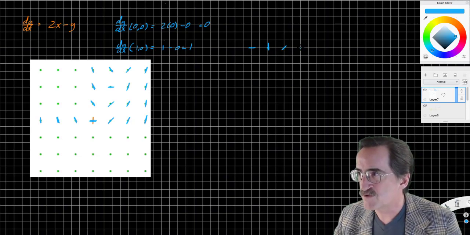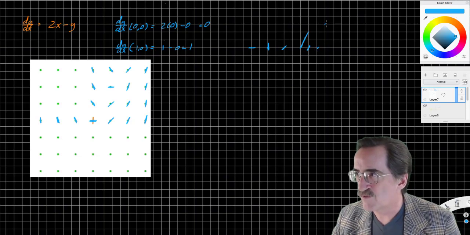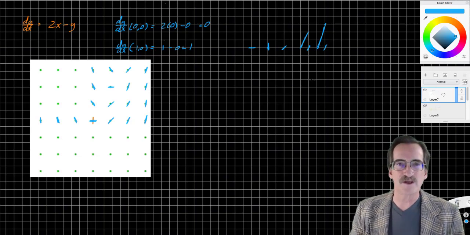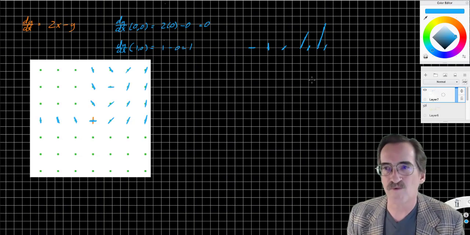A slope of 2 is a rise of 2 and a run of 1, so it looks like this. So it would look like that. A slope of 3 is a rise of 3 and a run of 1, so it would look like that, and so forth and so on. And you kind of get the idea. Think in terms of rise over run.